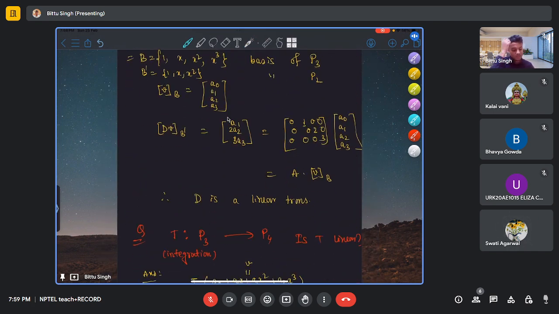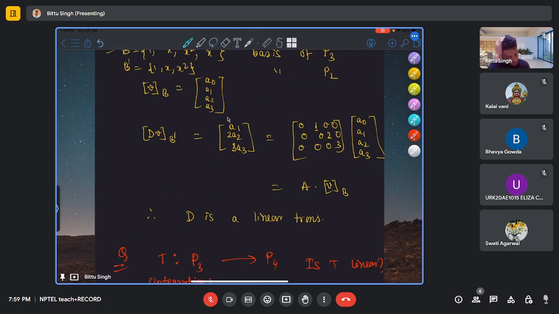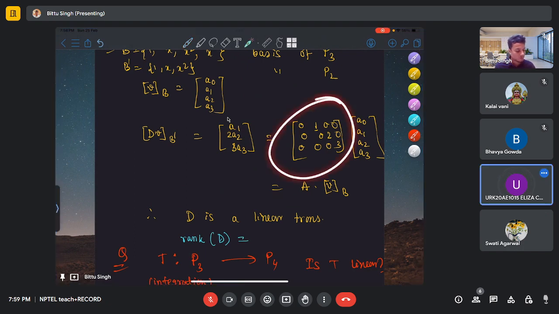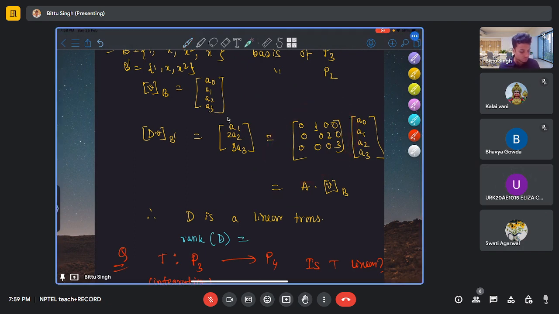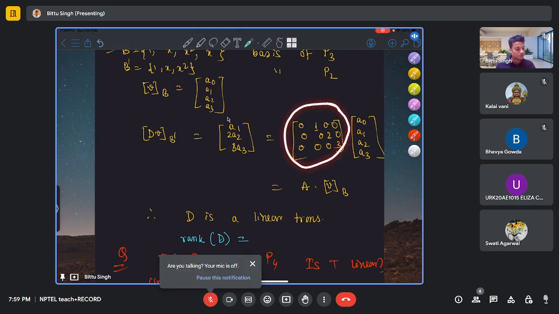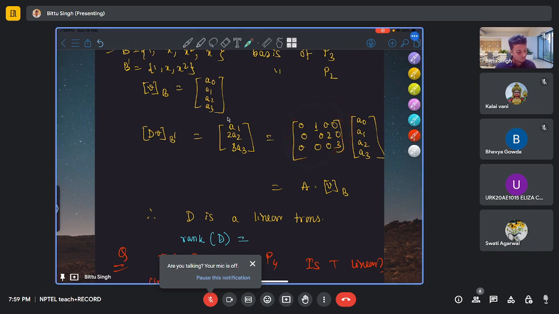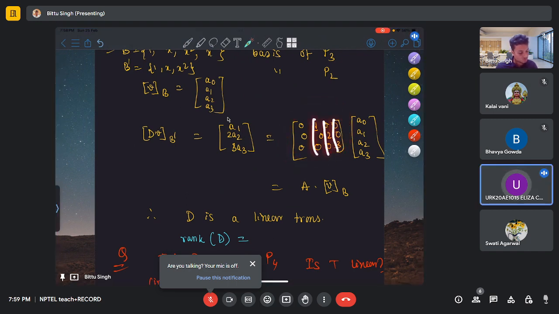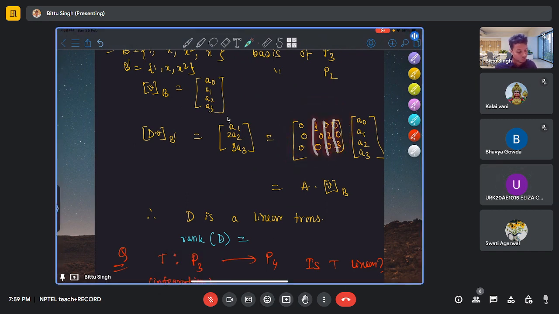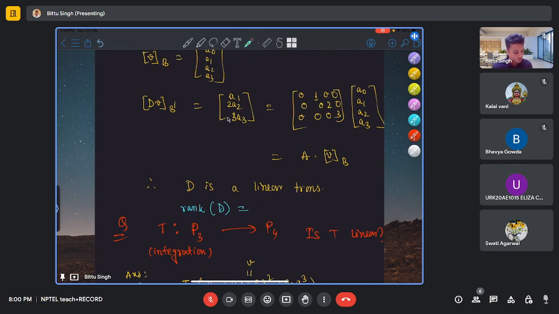Here, if you consider this example, what will be the rank of this derivative? What will be your answer? Look at this matrix. Is it 4? What will be the rank of this matrix? 3. Yes, because there are 3 non-zero rows, or 3 non-zero columns, whatever you say. So the rank of D is actually 3.